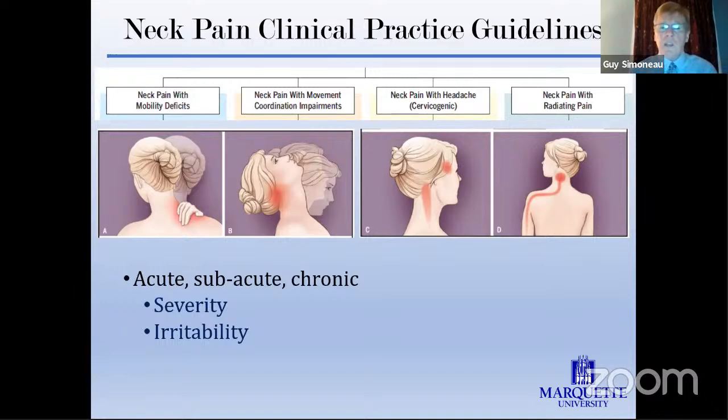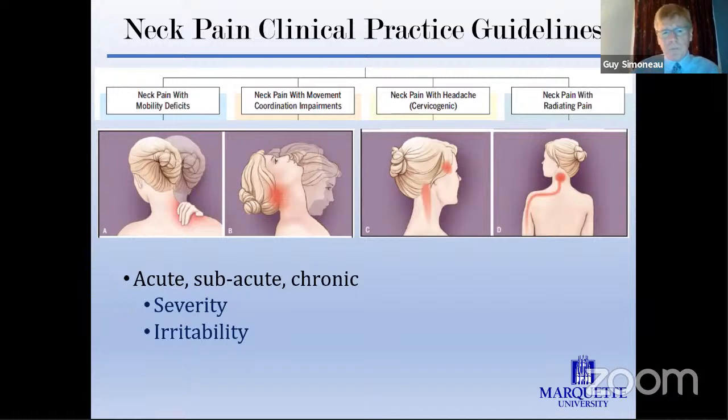We'll have neck pain with mobility deficits, neck pain with movement coordination impairments, neck pain with headaches, what we call cervicogenic headaches, and neck pain with radiating pain. The talk today will summarize the evaluation procedures and the expected findings for each of those classifications, along with the best treatment practice for that classification.